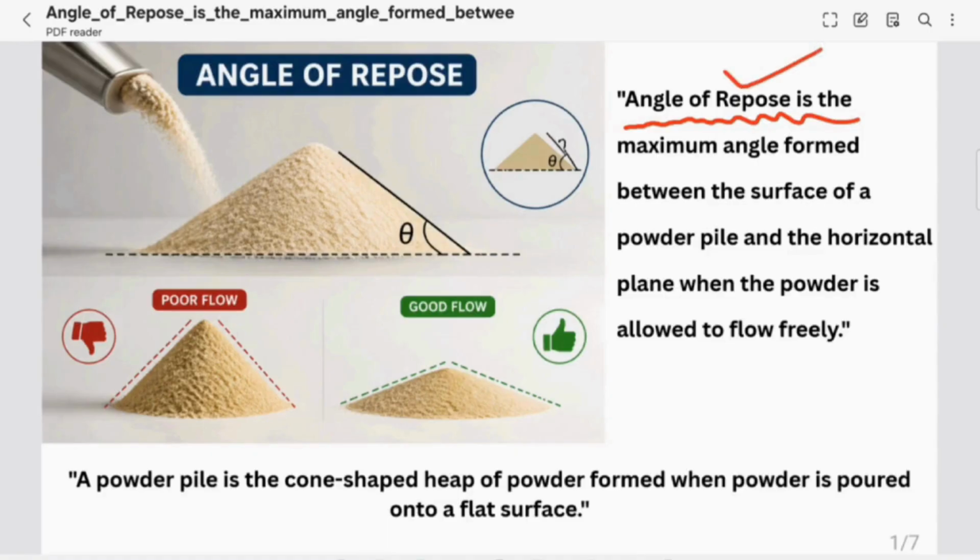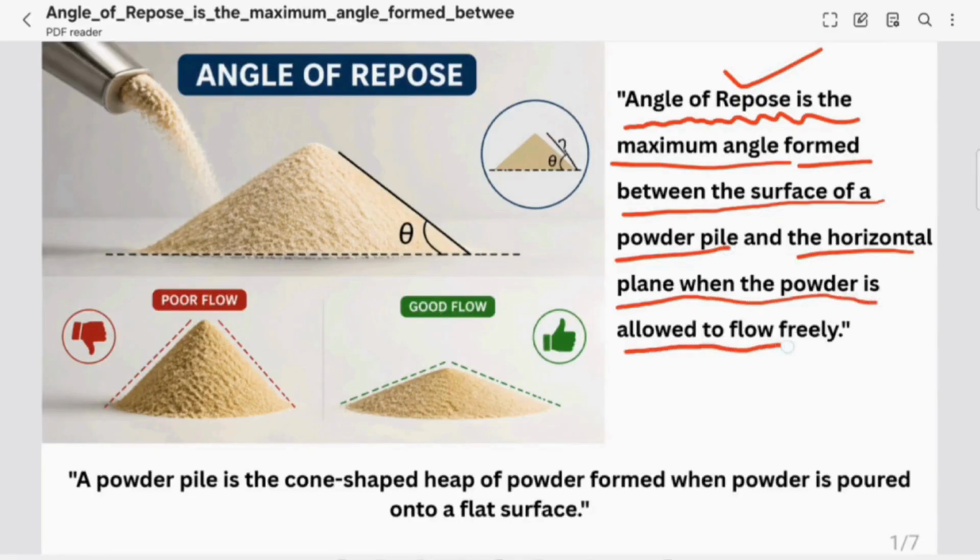So what is angle of repose? It is the maximum angle which is formed between the surface of the powder pile and the horizontal plane, where the powder is allowed to flow freely. Here we can see an angle, theta, is formed in between the powder surface and a horizontal plane. That is called the angle of repose.